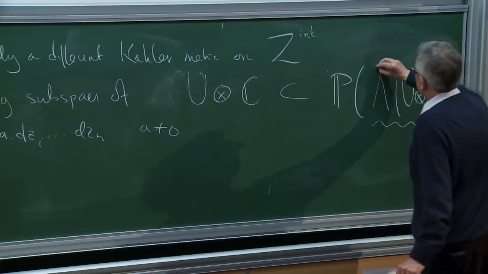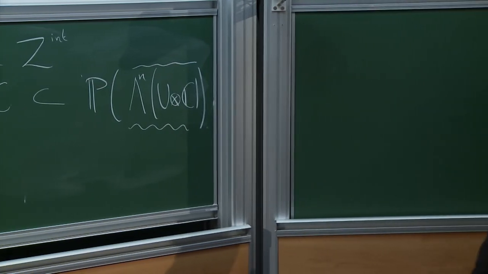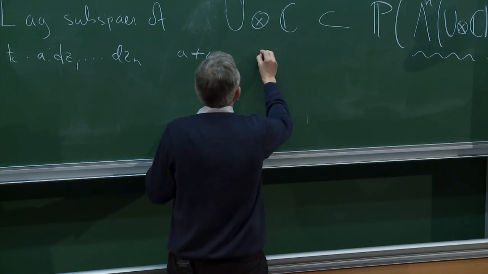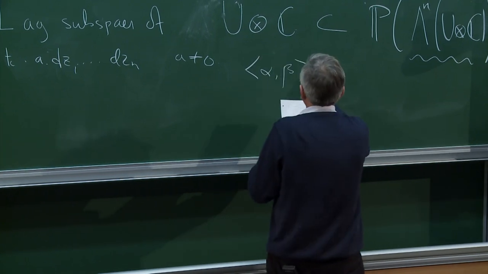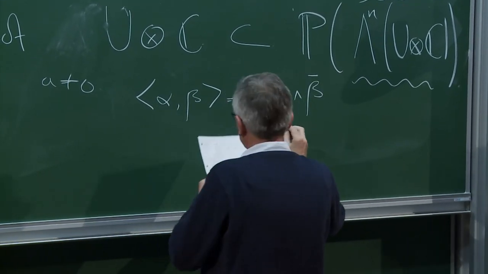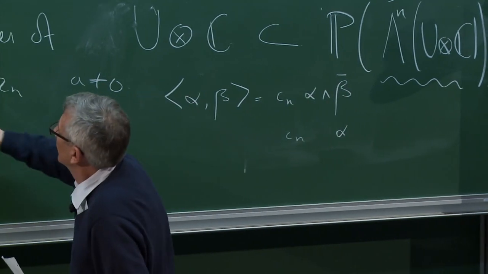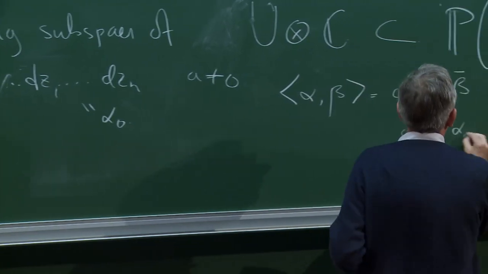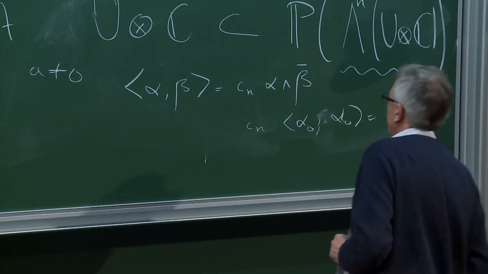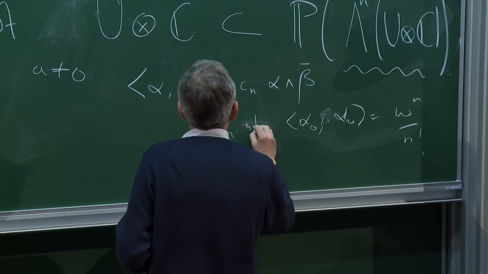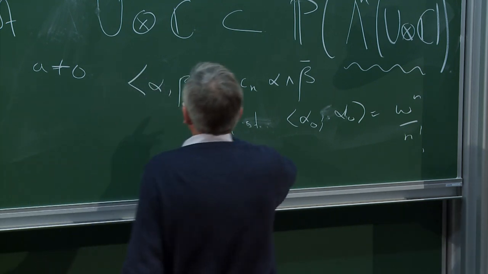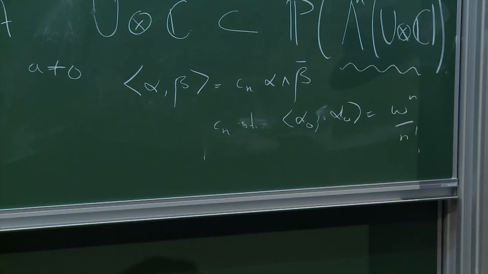On this middle exterior power, we have a natural Hermitian form, with some normalization that comes in depending upon the dimension. Let's define the bracket of alpha and beta as Cn times alpha wedge beta bar, where Cn is chosen such that, if I take alpha naught, the standard decomposable form, then it is equal to the standard volume form. So we write the normalization with respect to dimension. This then becomes a Hermitian form on this exterior power.